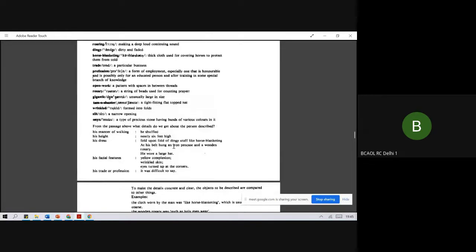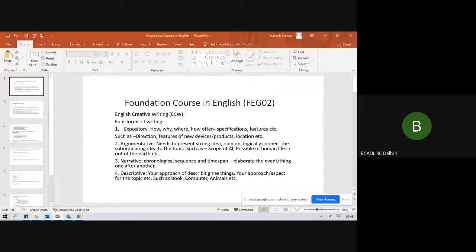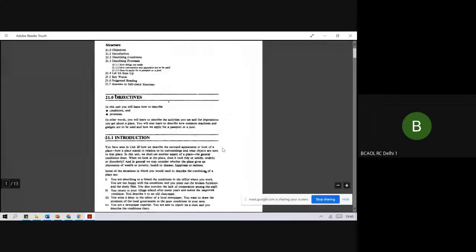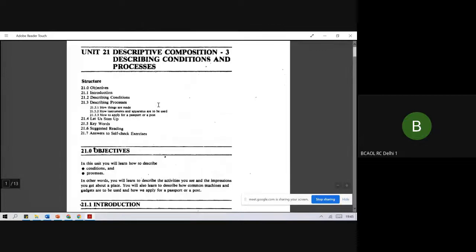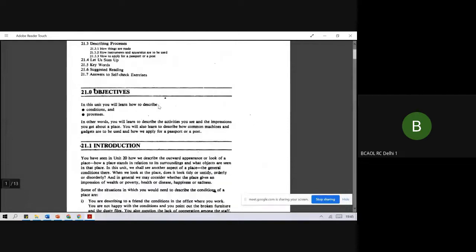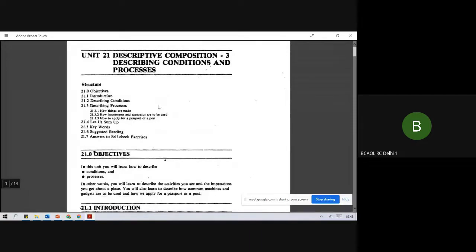Okay, that was about descriptive composition. Let me explain furthermore. Another situation is, like we first talked about writing about a person or any stuff. Another common topic for descriptive composition is describing conditions and a process.